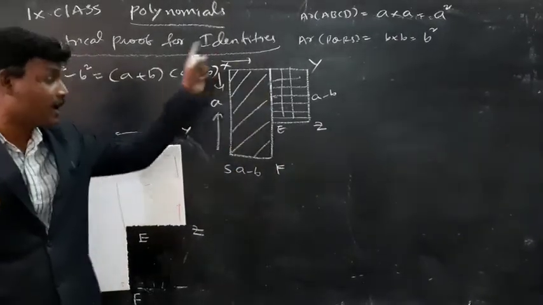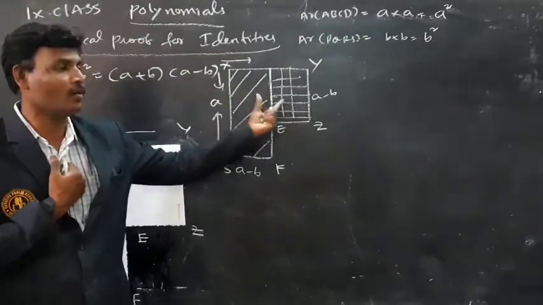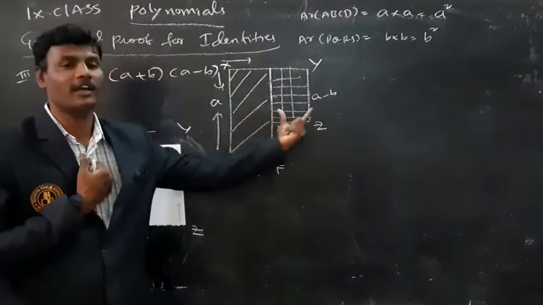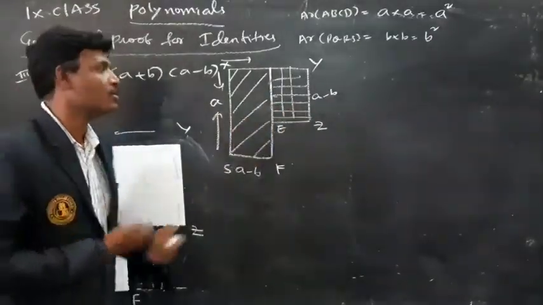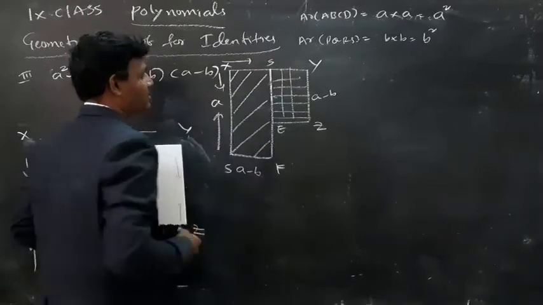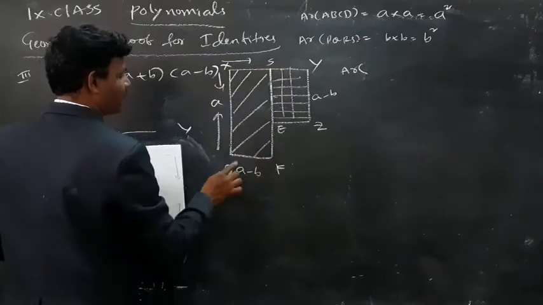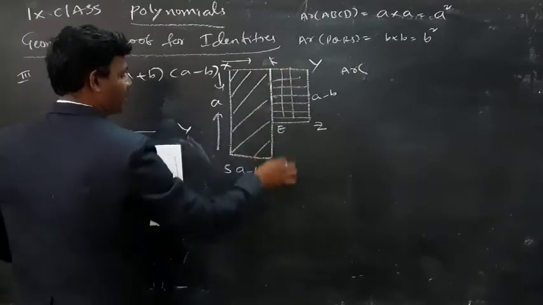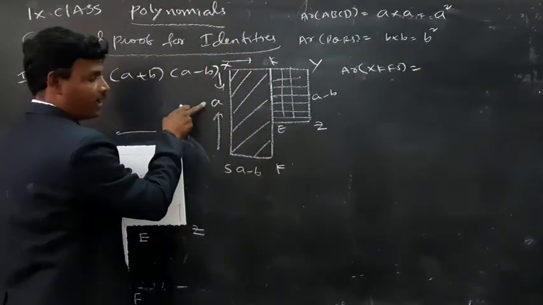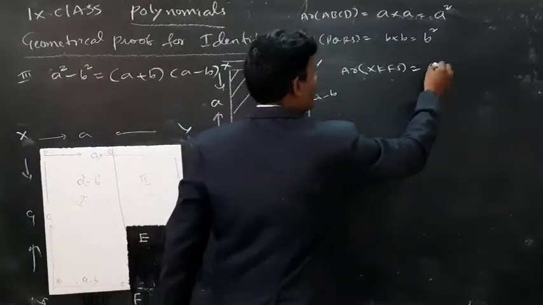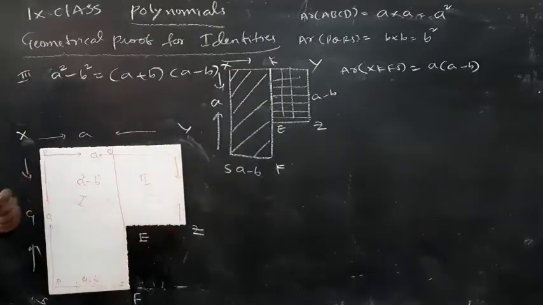Now to find the area of this figure, I have to add this part and also that part. It is a combination of two rectangles. For example, what is the area of XKFS? The value here is a, and here it is a minus b. So the area is a into a minus b.